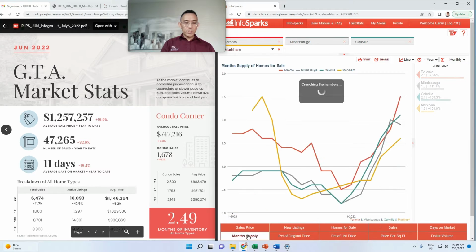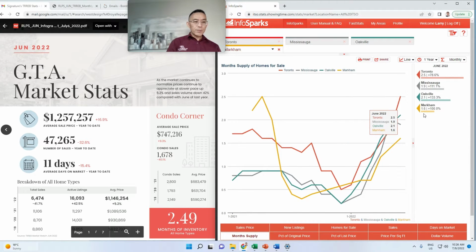At the same time, you can see the months of supply from February, January, a big increase in supplies in the past 3 months. Toronto increased 78%, Mississauga 111%, over double. Oakville increased 133%, over double. Markham increased 100%, double. So we have double the supplies and less volume of sales.